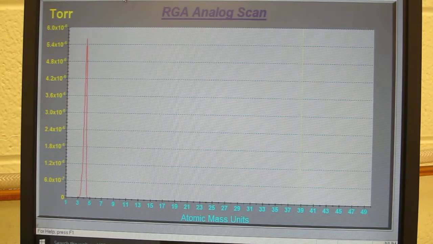As expected, a sample of pure helium shows only a single peak at 4 atomic mass units. This is the atomic weight of helium, which does not form any molecules of any kind. Normally we would have expected background peaks over here, but we've subtracted them using the background subtraction feature. This allows us to see only the gases in the sample independent of contaminants which were present in the system even when the helium sample wasn't in there.